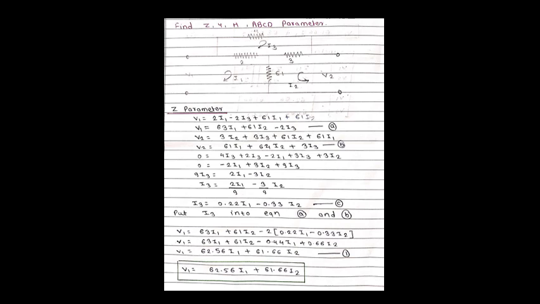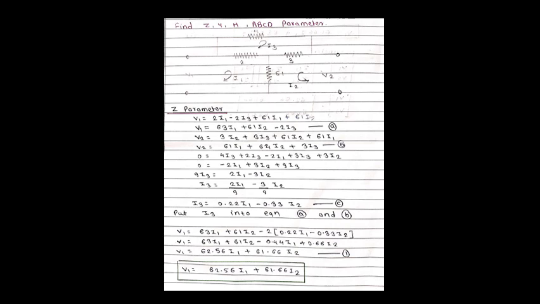Today we are going to discuss Y, Z, H, and ABCD parameters to solve this circuit. First of all, we are going to solve the Z parameter. In this circuit, there are three loops with currents I1, I2 and I3. The resistances given are 2 ohm, 3 ohm, 6 ohm and 4 ohm.